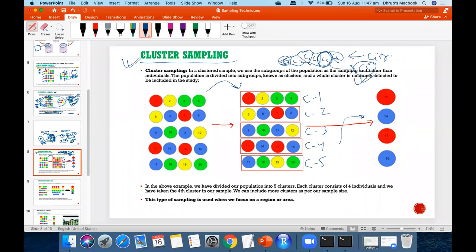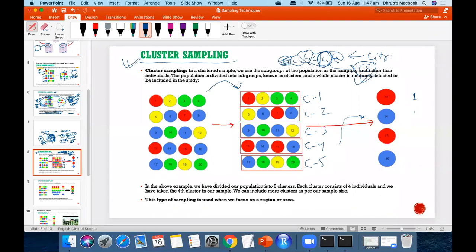Remember? So the first step is to divide the data set or the population into clusters and then select one cluster out of all the clusters. If I have to do one sampling, select one cluster; if I have to do 2 samples, select 2 clusters; if I want 3 samples, then I can select 3 clusters. Clear?